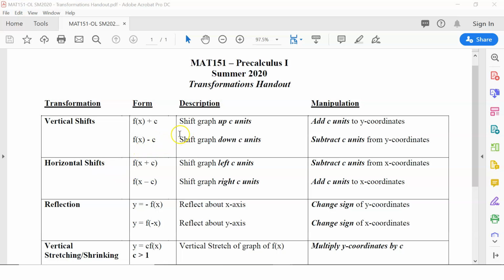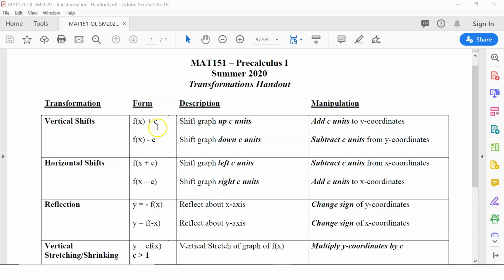For starters, we're just going to focus on vertical and horizontal shifts. Now, in general, when you look at transformations, there are really vertical manipulations and horizontal manipulations. Vertical manipulations, we will be changing the y-coordinates. Horizontal manipulations, we'll be changing the x-coordinates.